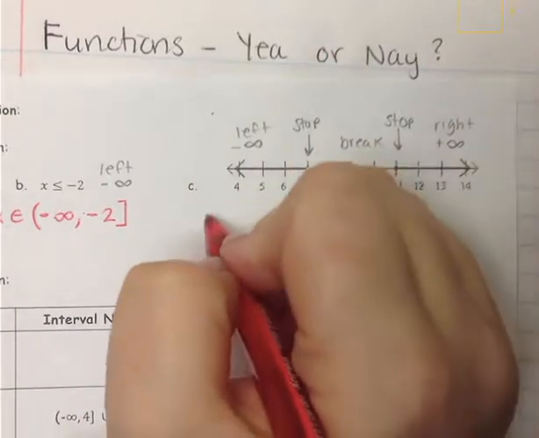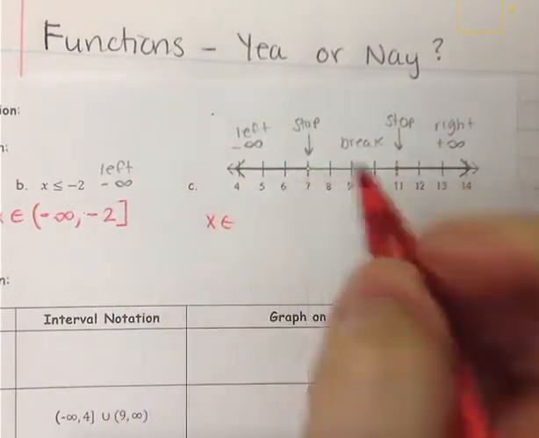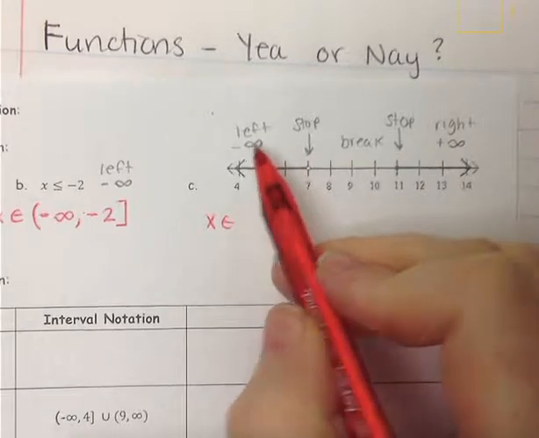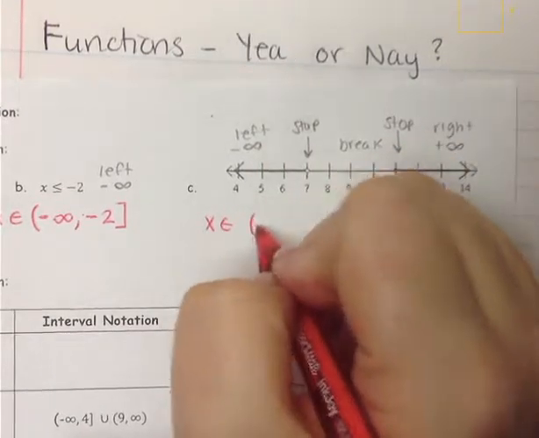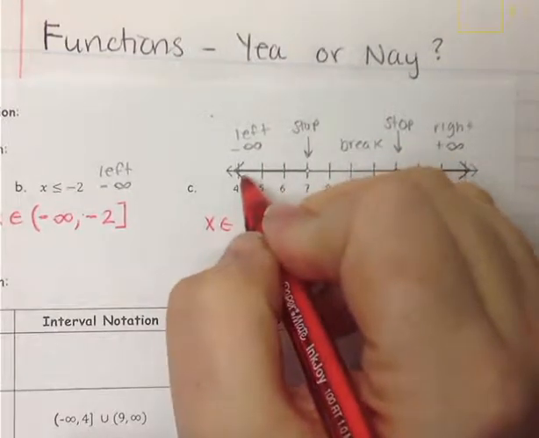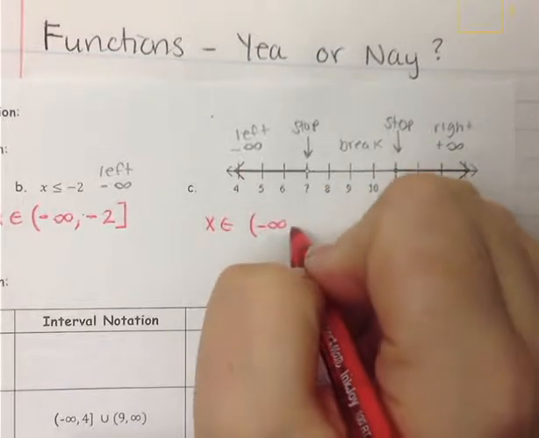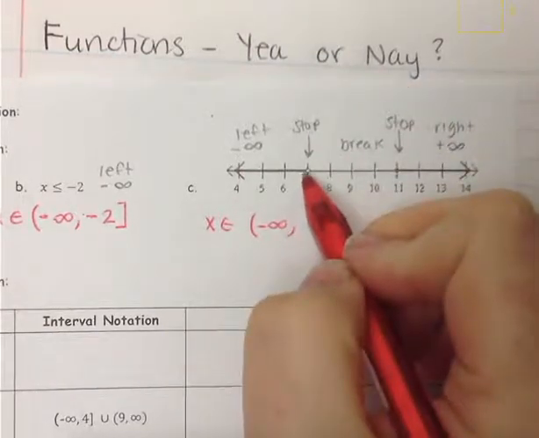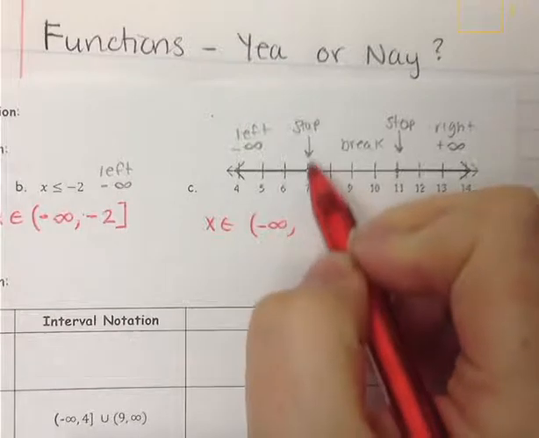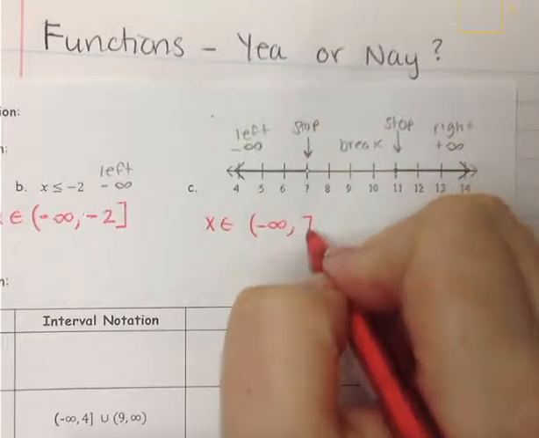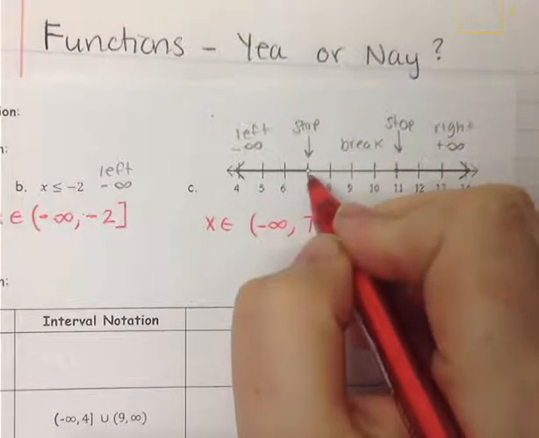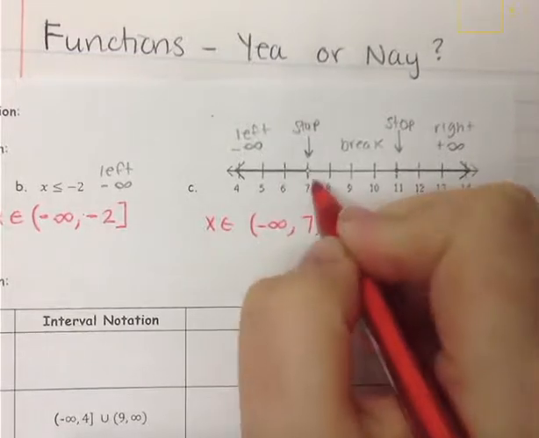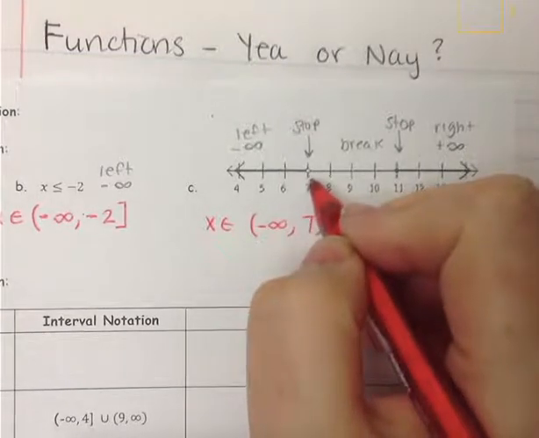This is going to be x is an element of. So to write this, we have our negative infinity, which has that open bracket. We have solid aspects here, so I'm going to put a comma. But we do stop here. We stop at that 7. So I'm going to put the 7 here. That is an open circle, so I'm going to have an open bracket. That means I'm not including the 7.